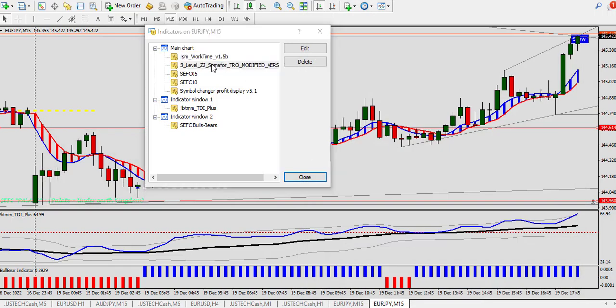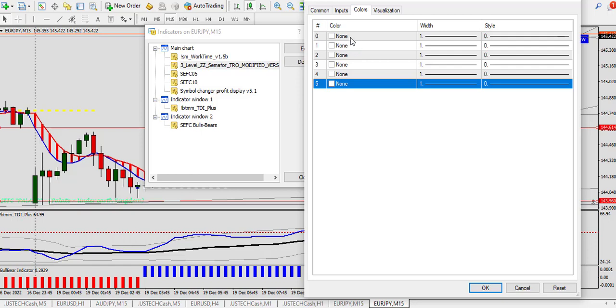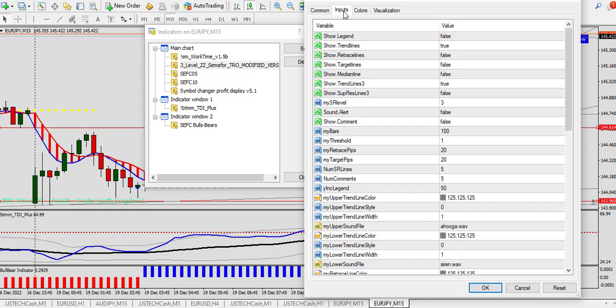And the next indicator is the semaphore indicator. The color I turned to null because I do not need all the points. I only need the indicator to draw the trend line for me, just to check some things out. So these are the settings for the semaphore indicator.